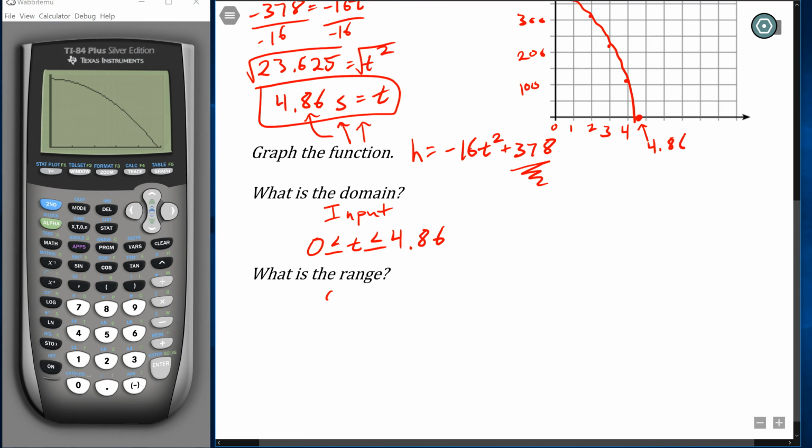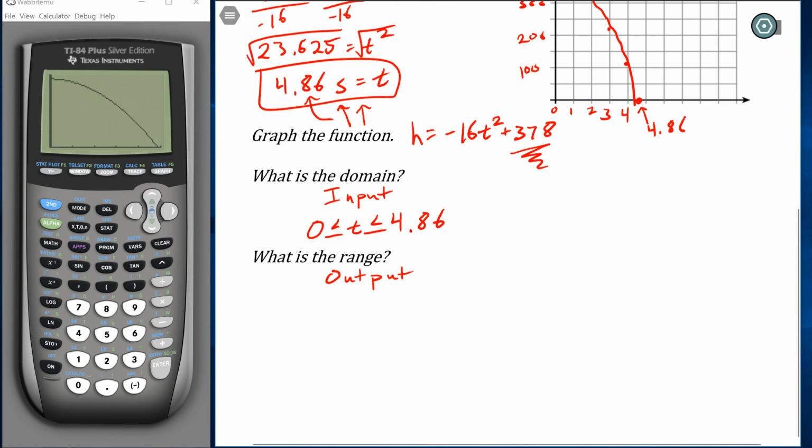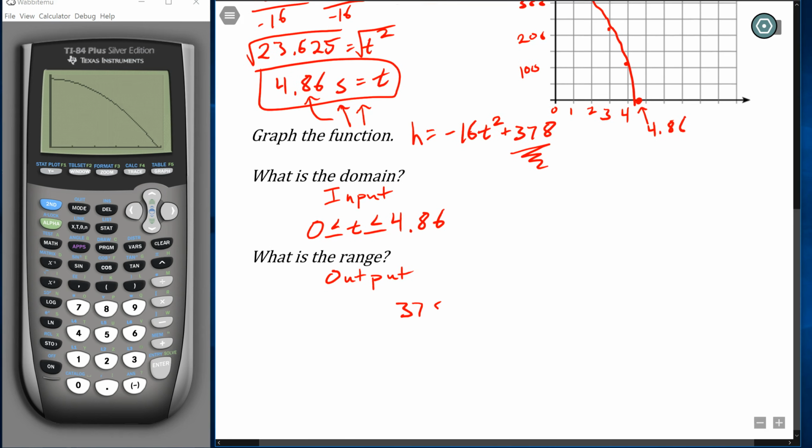Finally, what is the range? This is the output, remember? The output here is heights. I'm putting in a time, I'm getting out a height. The highest the height can actually be is at the top of the Twin Center, 378. The lowest the height can be is at 0 because it's hit the ground. So height needs to be between 0, the ground, and 378, the height of the building.